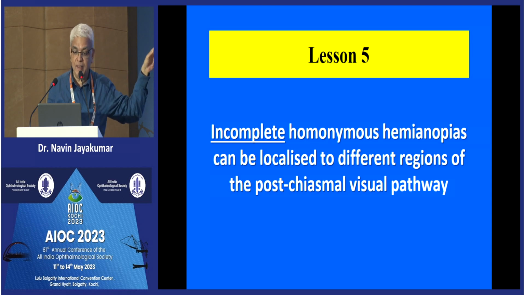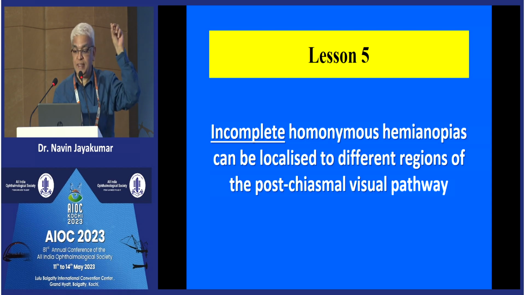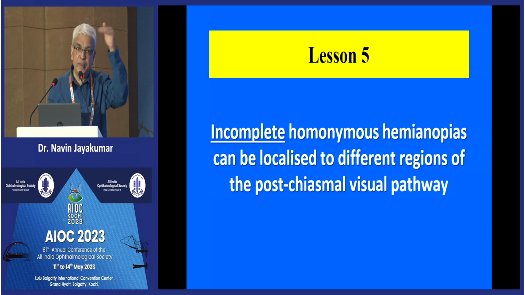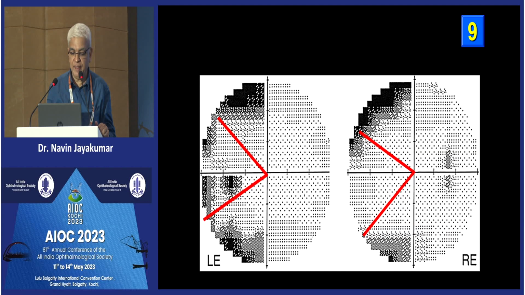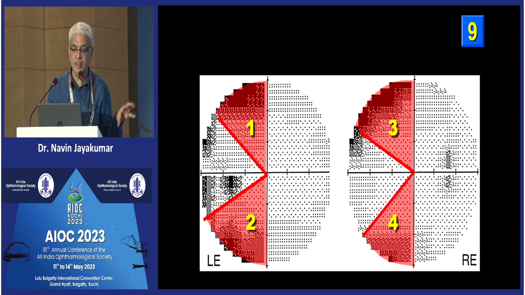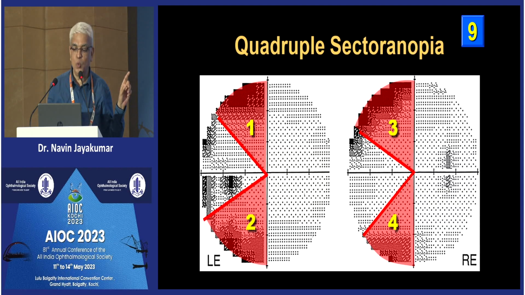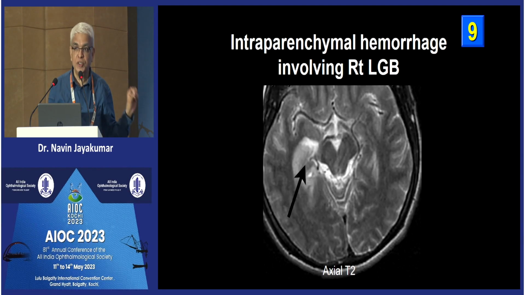So one more lesson here, as I told you earlier, incomplete homonymous hemianopias, you can localize to different regions of the retrochiasmal pathway. Okay, here is another homonymous looking defect, largely sparing the center, mostly involving the upper and lower hemifields there. Okay, so these are the four quadrants, four sectors involved. So this is known as a quadruple sector anopia, and this is also lateral geniculate body. And this unusual pattern is because of the unusual orientation of the nerve fibers in the LGB and their dual circulation from the middle cerebral and the posterior cerebral arteries.